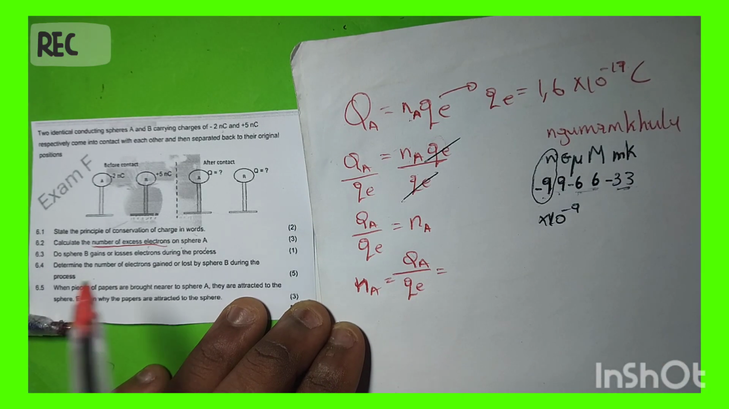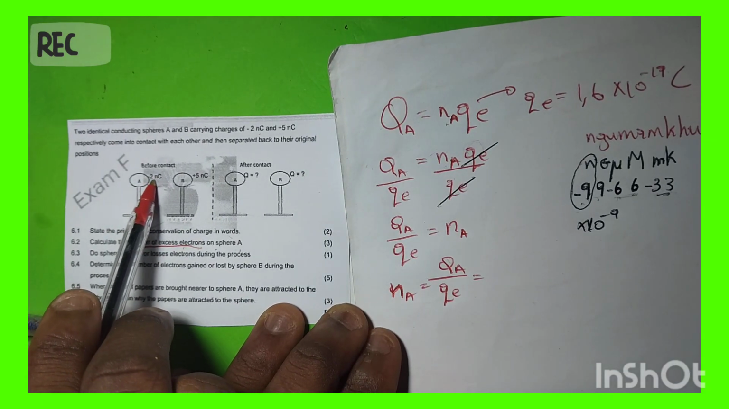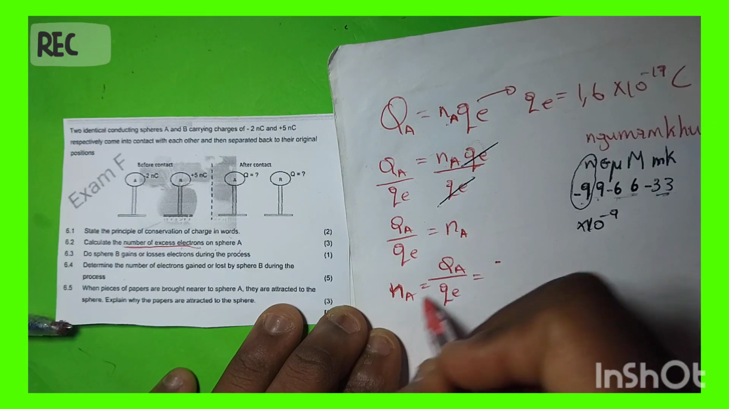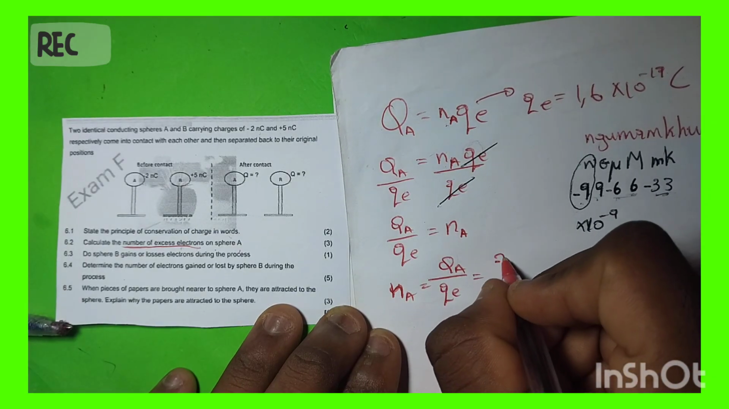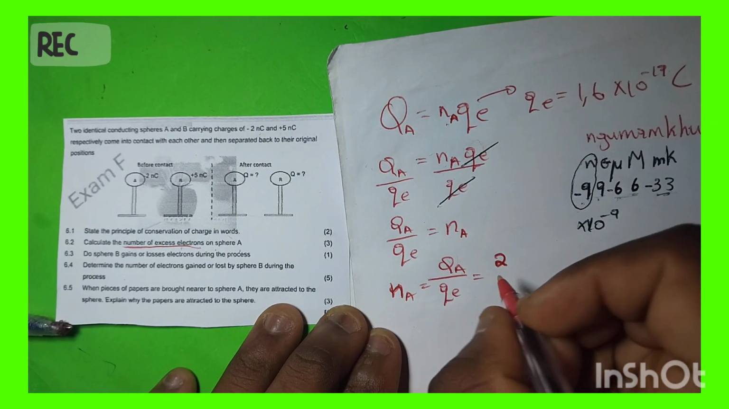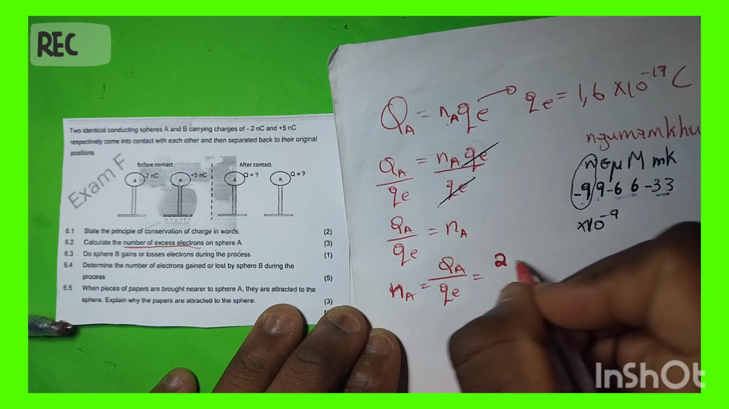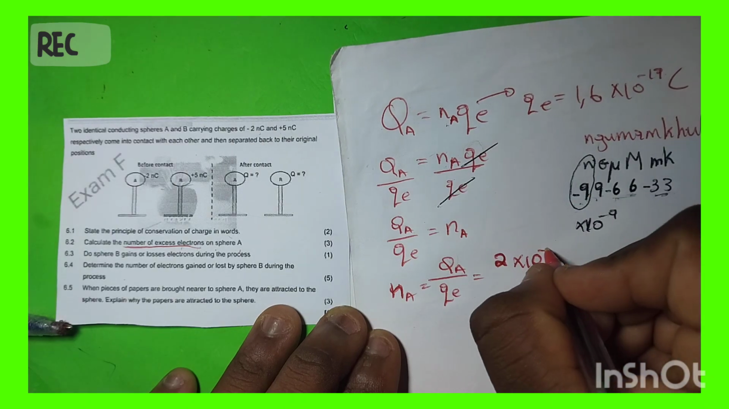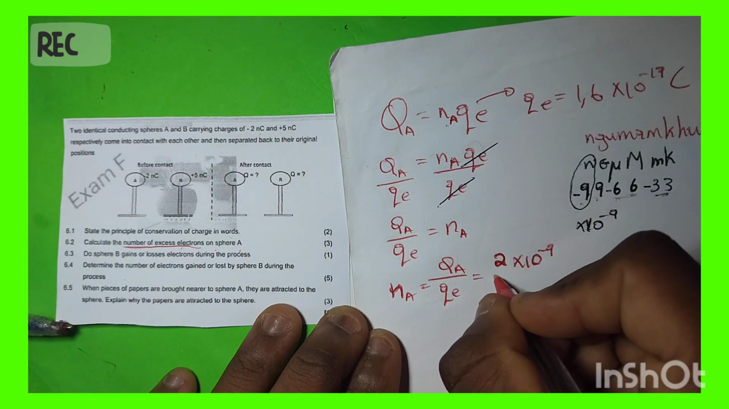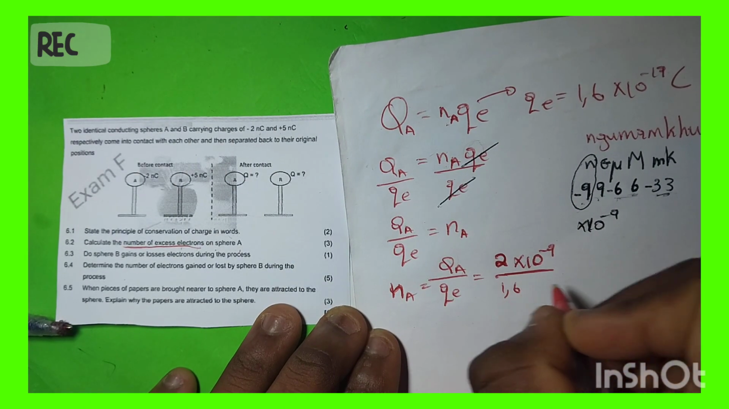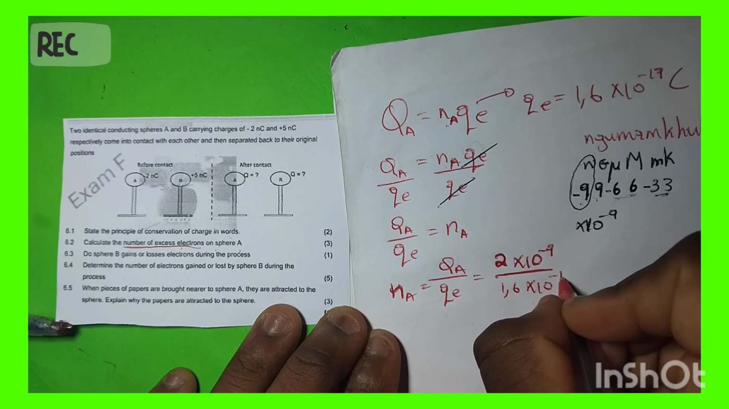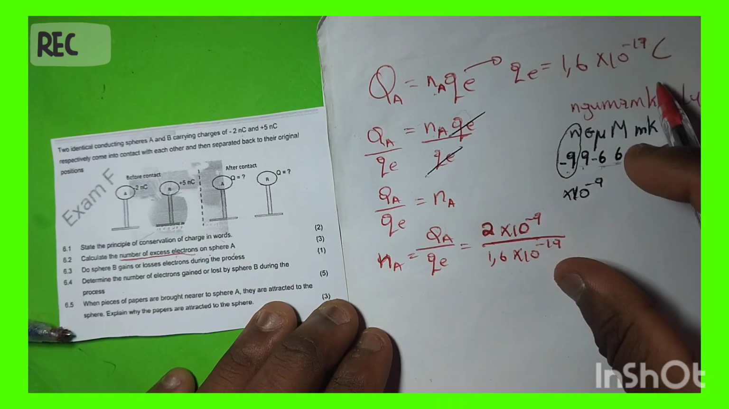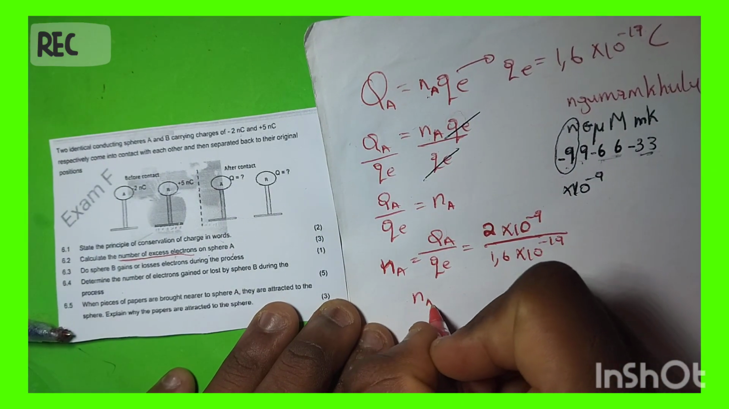So this is how, guys, I will substitute. In this equation, you just substitute the charge as positive. You don't include the negative sign. That thing is positive 2, multiplied by 10, and because it's nano, it has negative 9. Then divide by 1.6 times 10 to the negative 19, which is E. So now you can get your final answer, which is your electrons.